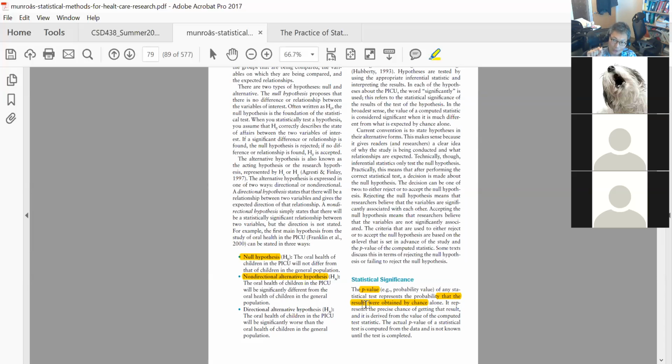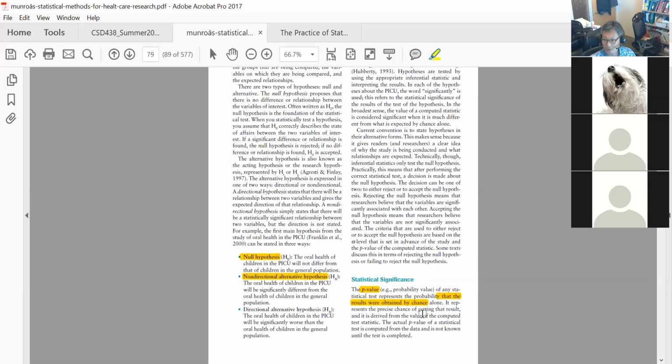But if you read through this textbook, it will help you understand what rejecting is, what accepting is, and how we calculate the p-value. I'm not asking you to calculate the p-value, but I hope you understand the concept of p-value. Okay, so that should be on the quiz.